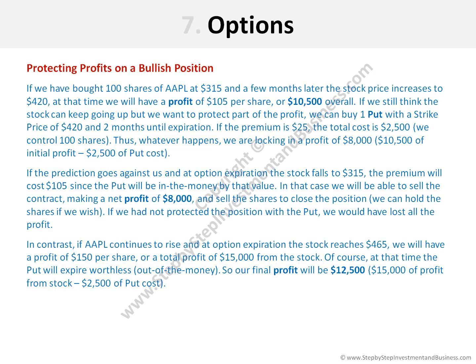In contrast, if Apple continues to rise, and at option expiration the stock reaches $465, we will have a profit of $150 per share, or a total profit of $15,000 from the stock. Of course, at that time, the put will expire worthless, that is, out of the money. So our final profit will be $12,500: $15,000 of the profit from the stock minus $2,500 of the put cost.